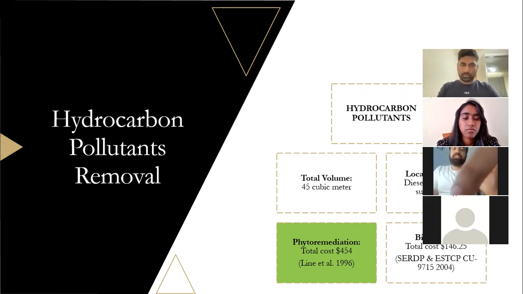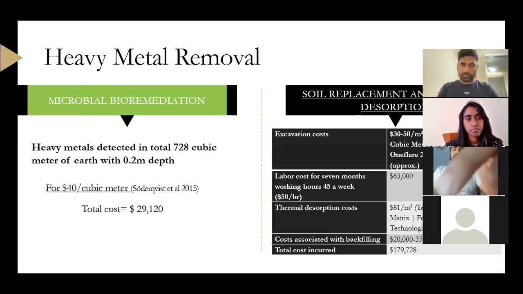And then we talk about heavy metals. Heavy metals have microbial bioremediation and soil replacement and thermal desorption techniques. Microbial bioremediation is selected on the basis of the cost because it only incurs $29,000, and soil replacement and thermal desorption incurs $179,000.